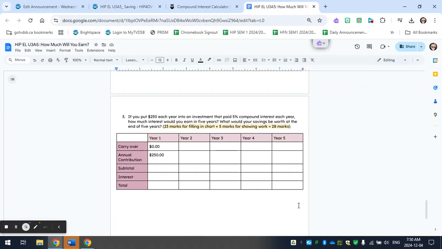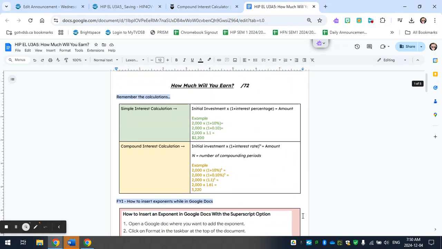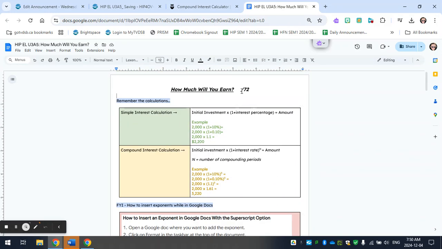So looking at the assignment you're working on, it looks like it's out of a lot, but bear with me. It's just because you need to show your work. So remember the calculations. These are here to help you. Initial investment times 1 plus interest percentage. For example, you have 2,000 times 1 plus 10%. We have to turn that 10% into a decimal. So we go from 2,000 times 1.1, and you get 2,200 on your simple interest.